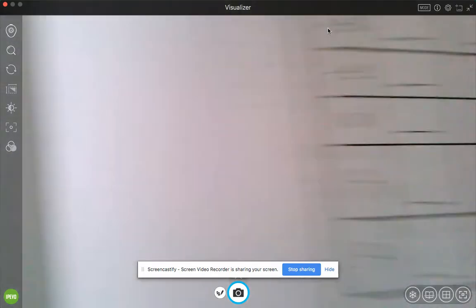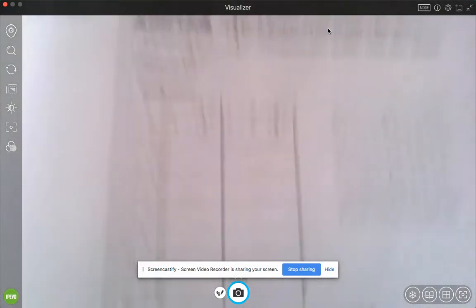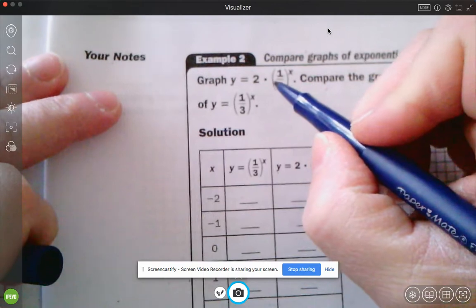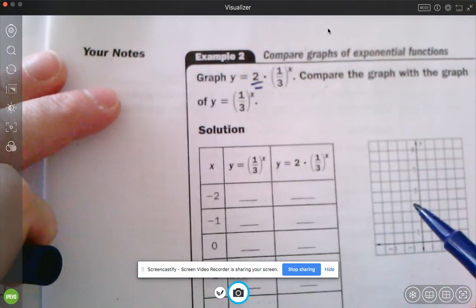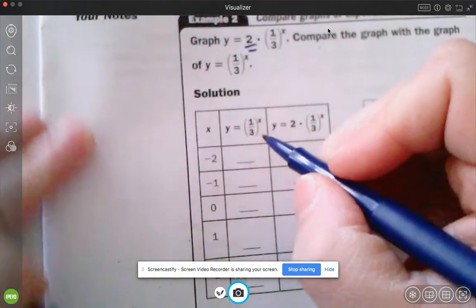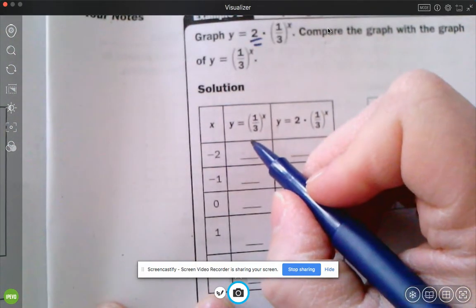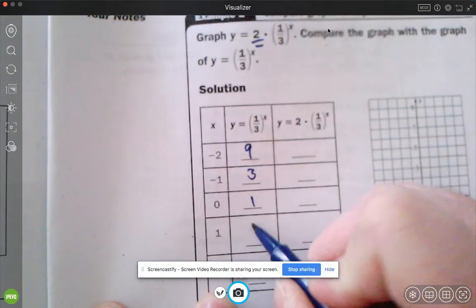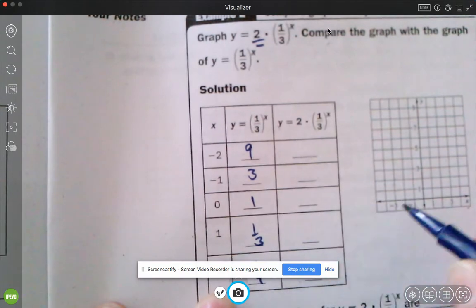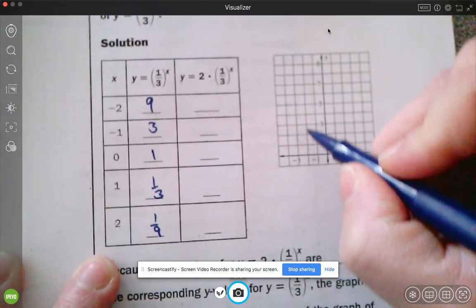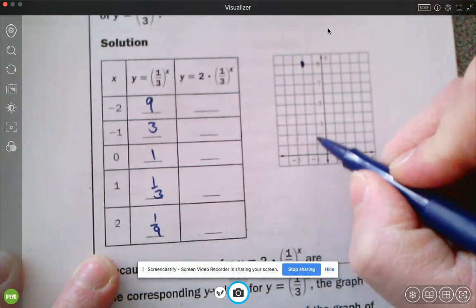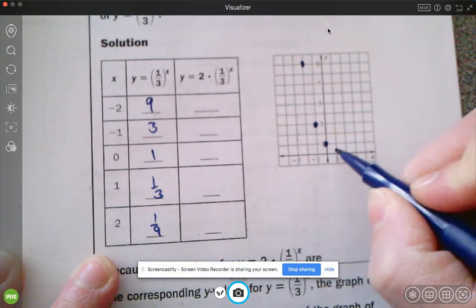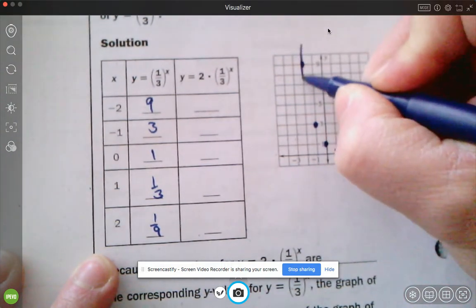Let's try another one where we multiply by our new y-intercept. We're going to multiply the whole thing by 2. This is our new y-intercept. So the first thing, let's write down the numbers we got from the first one, 1/3 to the x, which was 9, 3, 1, 1/3, and 1/9. And then I'll graph it like I did before. So -2, 9, -1, 3, 0, 1, 1/3 here, barely touching 1/9, smooth curve.